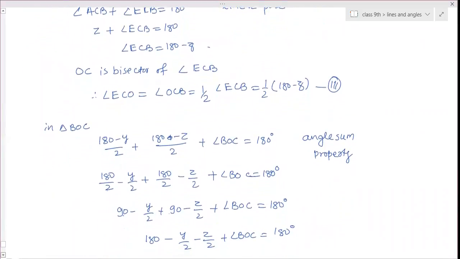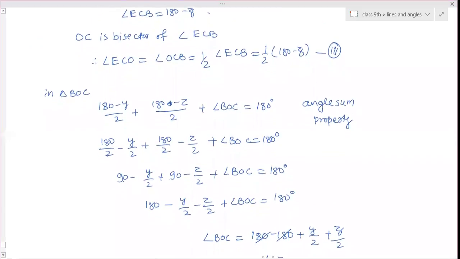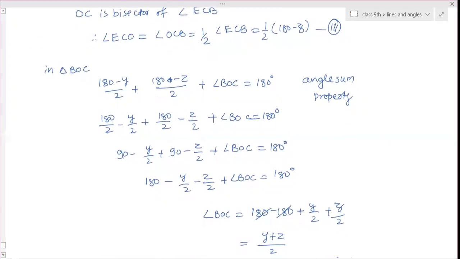Write it properly, all steps. Don't skip any of the steps.